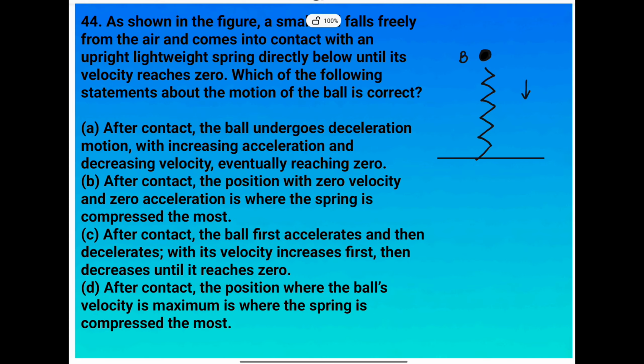Question number 44. As shown in the figure, a small ball falls freely from the air and comes into contact with the upright lightweight spring directly below until its velocity reaches zero. Which of the following statements about the motion of the ball is correct? Here, this is the ball. When it falls towards the spring, the spring gets compressed. Since the ball is moving downwards, it will start compressing the spring.